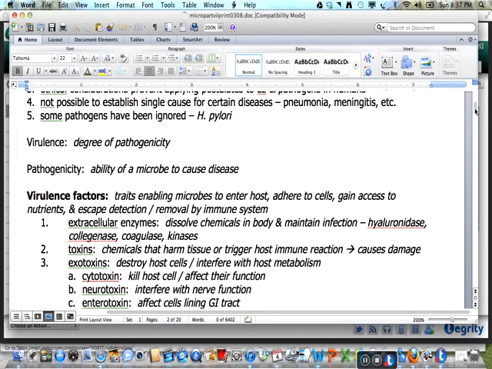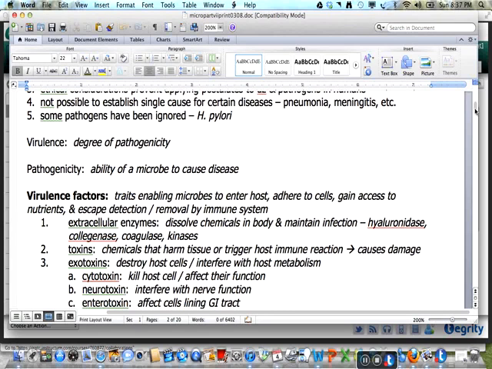Extracellular enzymes are used to dissolve chemicals in the body and help maintain infection. Some examples are hyaluronidase to break down hyaluronic acid, collagenase to break down collagen, coagulases, and kinases. Microbes may produce toxins or chemicals to harm host tissue, or chemicals to harm and trigger the host immune response. The host immune response can cause damage in itself.